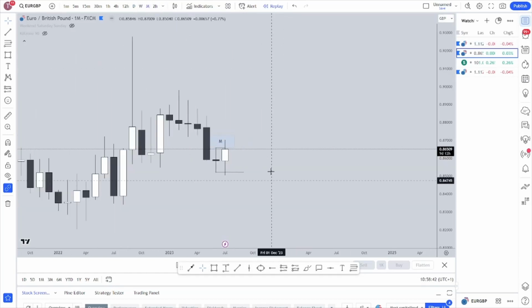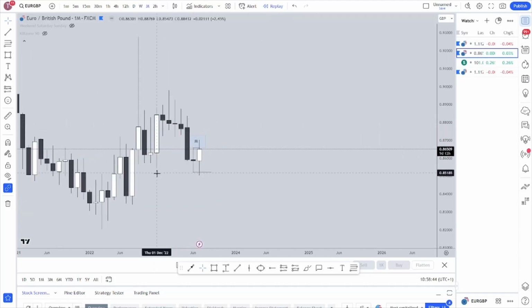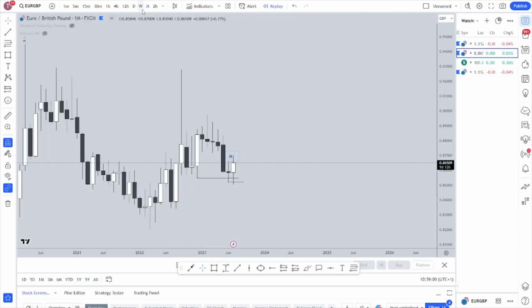Euro GBP. What I'm looking at is, you can see we've come below this low here. We haven't displaced below it, but it's still a low that I should mark out and take note of. Okay, and we also have a monthly fair value gap here, so we've got two levels in the monthly time frame that we should be aware of.